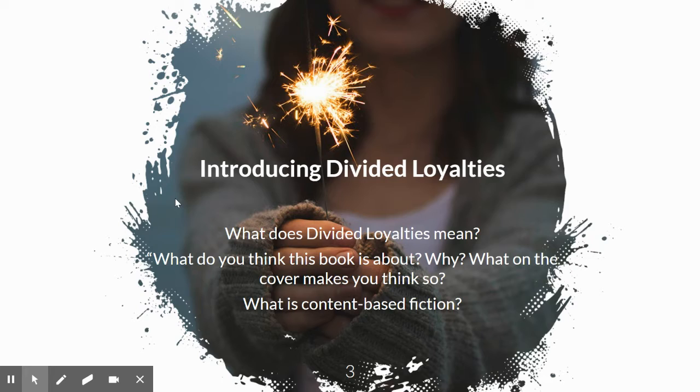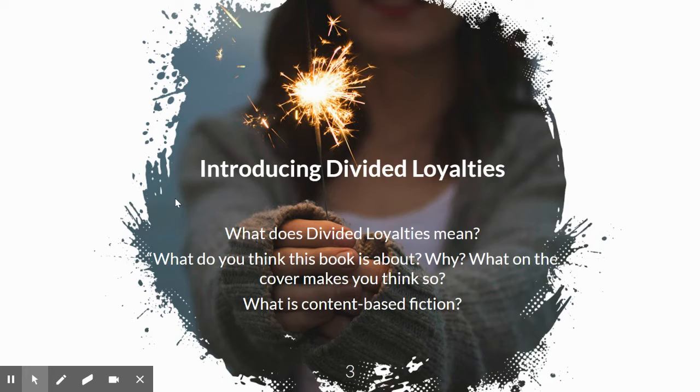What do you think the book is about and why? What on the cover makes you think that? And what is content-based fiction? So divided loyalties might mean that friends or family have different beliefs in what should happen. Maybe their loyalties are divided between allegiance to the colonies and to Great Britain.